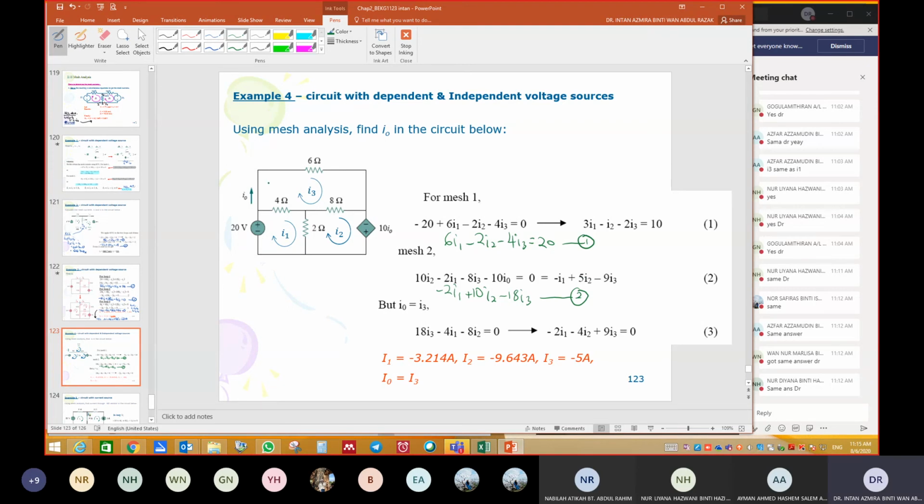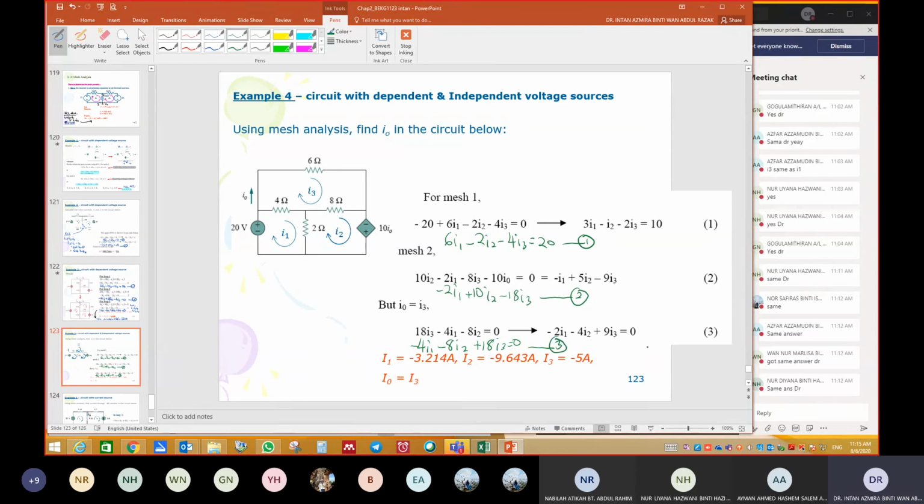How many resistances do we have in loop 3? It is 18, right? So 18 I3. And then the 4 ohm is shared with loop 1, so minus 4 I1, and the 8 ohm is shared with loop 2, so minus 8 I2. Is there any voltage source here? No, so equal to 0. Rearrange so that your equation will be minus 4 I1, so that it is easier to key in your calculator. Equal to 0. No need to do this. So this is your third equation.